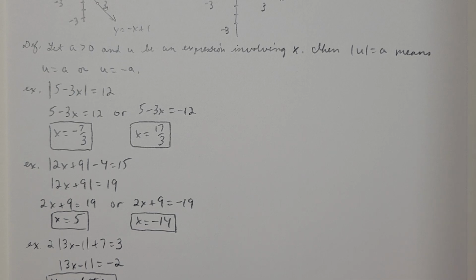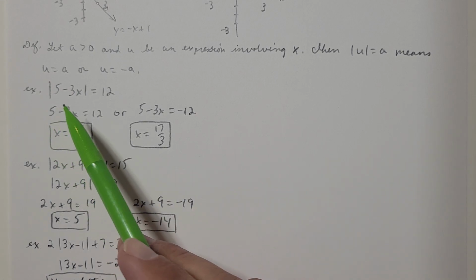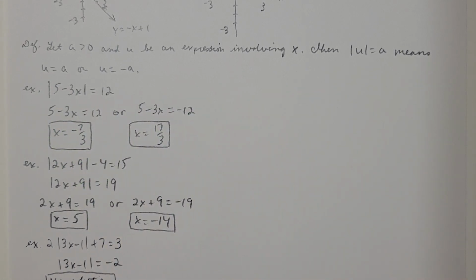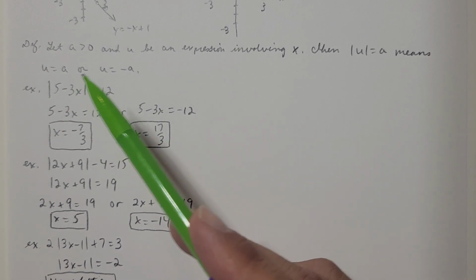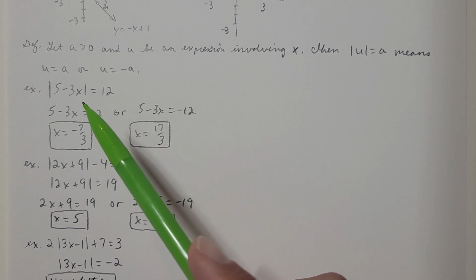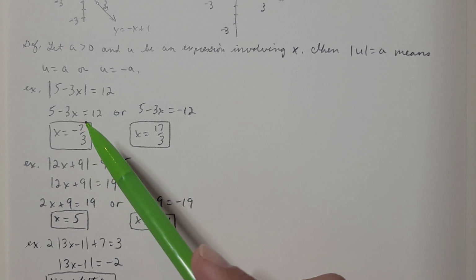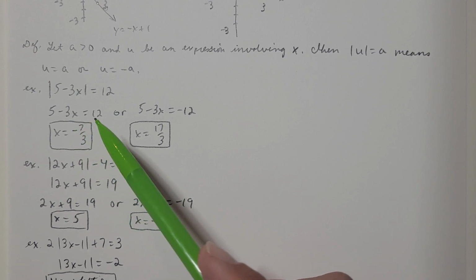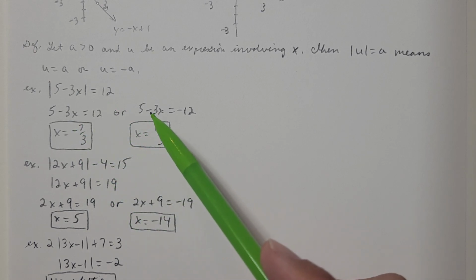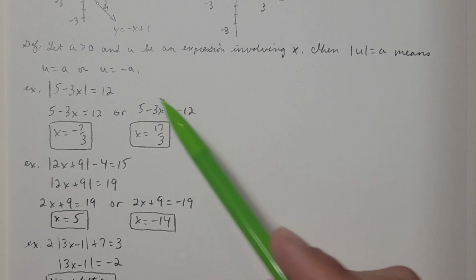So let's take a look at this example here first. I've got the absolute value of 5 minus 3x equals 12. Using this definition, U equals A or U equals negative A, my first equation is going to be 5 minus 3x equals 12, or then the other one is 5 minus 3x equals negative 12.